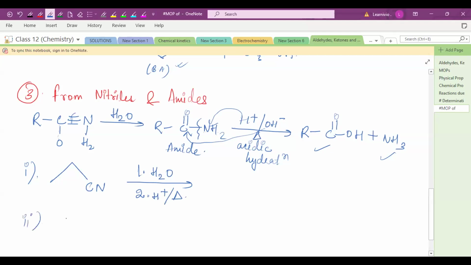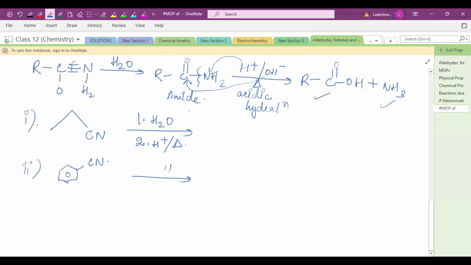The second question, I take an aromatic system and just attach the cyanide group. The condition is the same. First step, hydration. Second step, acidic hydration. Third question, this one, CO and NH2 group. These three questions, just follow the proper mechanism and write down the product.